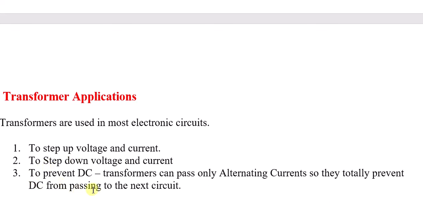Third, again very important, is to prevent DC. A transformer can pass only alternating current, so it totally prevents DC from passing to the next circuitry, as was already discussed in the previous session. So this only transforms the alternating currents. No direct current is allowed to transfer in the transformer.